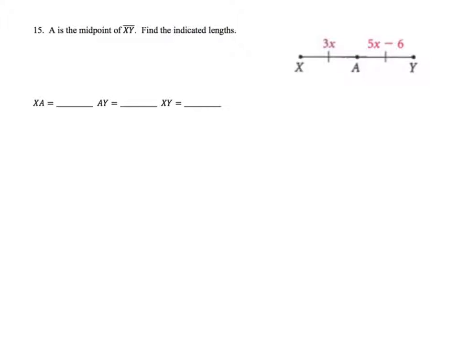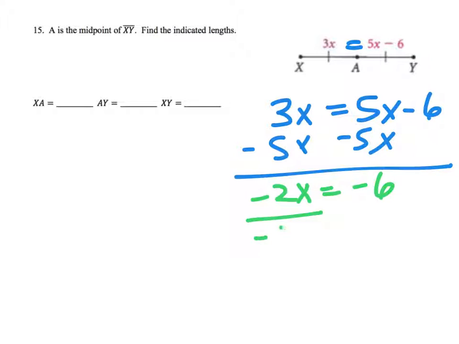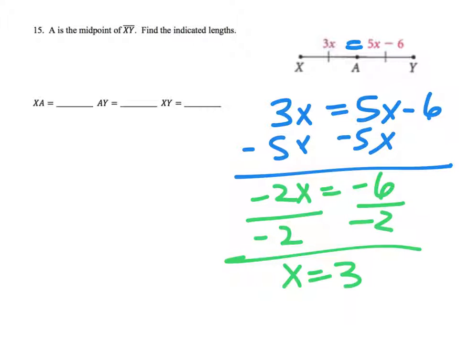And the last one, 15, it says A is the midpoint of XY. Find the indicated lengths. So I know that A is right smack dab in the middle. That tells me that these two segments have to be equal to each other. So my equation is going to be 3x equals 5x minus 6. We're trying to get x by itself, so I'm going to subtract 5x from both sides. When we do that, we get negative 2x equals negative 6. We're going to divide both sides by negative 2, and we get x equals a positive 3.